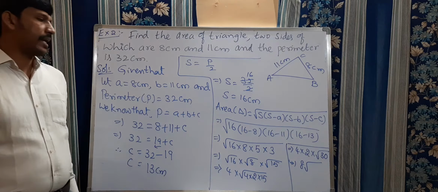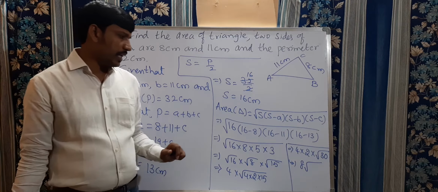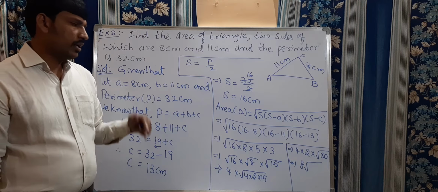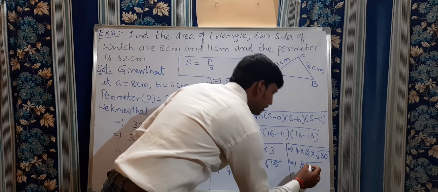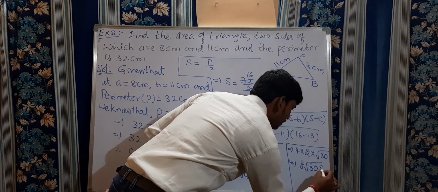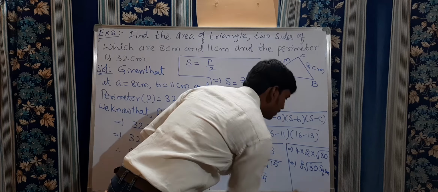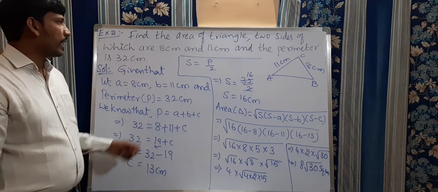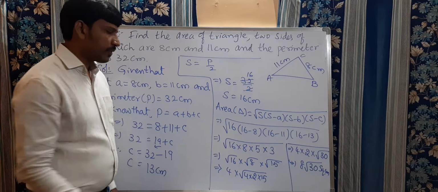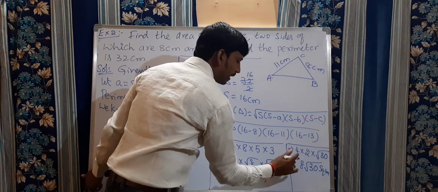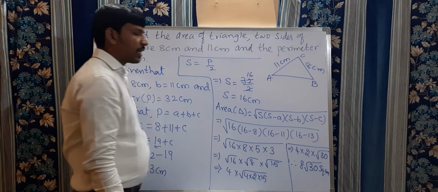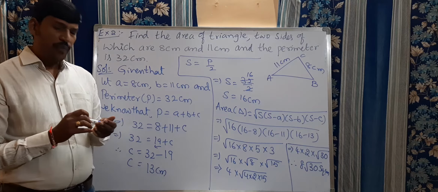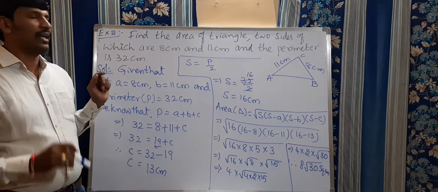Root 30 can be written as 6 5s are 30, 10 3s are 30. So we cannot find the square root, we cannot reduce it also. Okay. Now this is in square centimeters. Is this clear, my dears? So therefore area of triangle delta is equal to 8 into root 30 square centimeters.